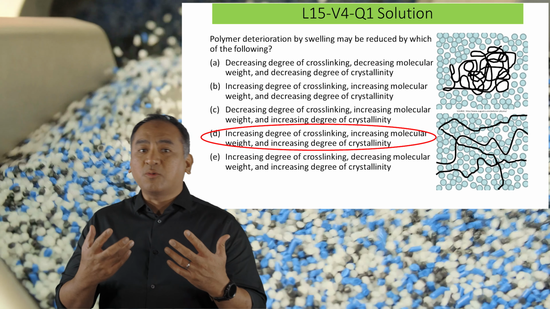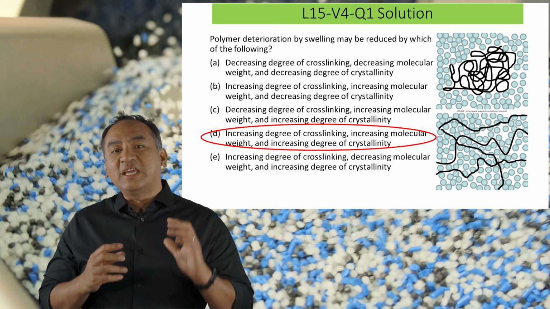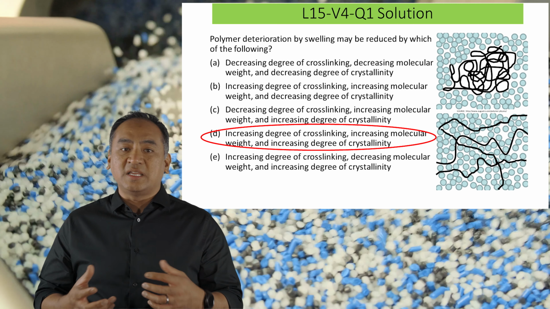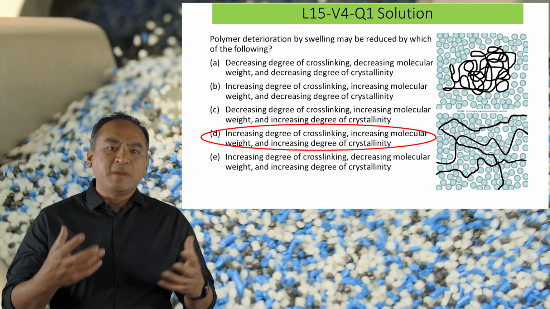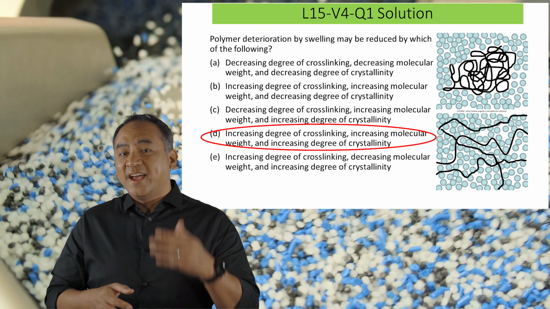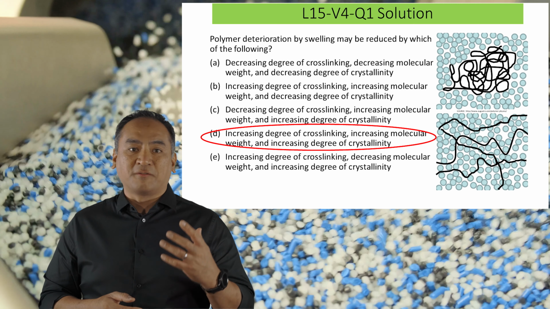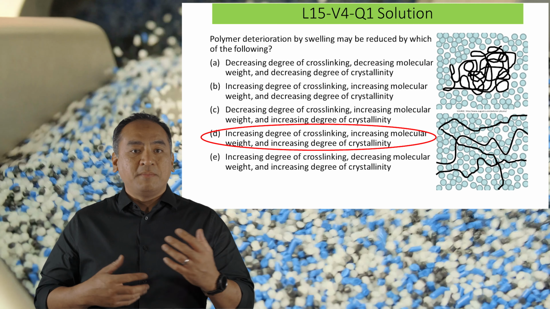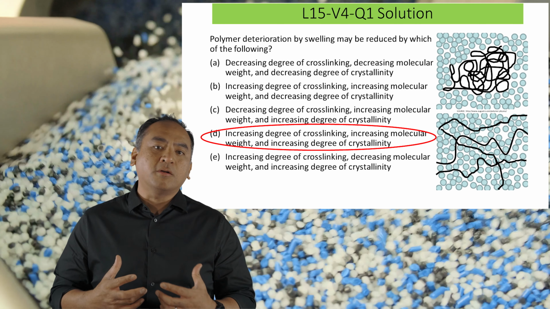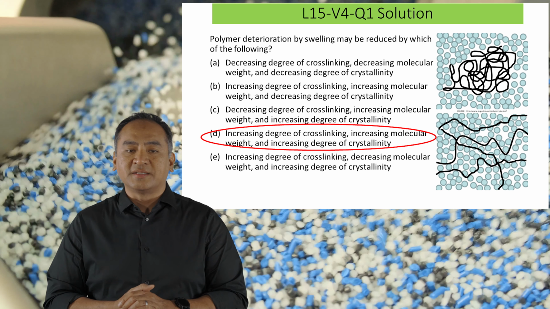Increasing molecular weight will increase the average size of the polymer chains and increase the entanglement of the chains, which makes it harder for water molecules to spread the chains apart. An increase in the degree of crystallinity in the polymer means that chains are packed closer together, which makes it harder for water to get in between the chains.